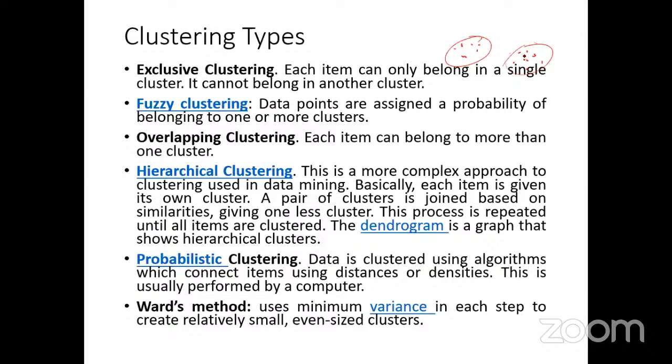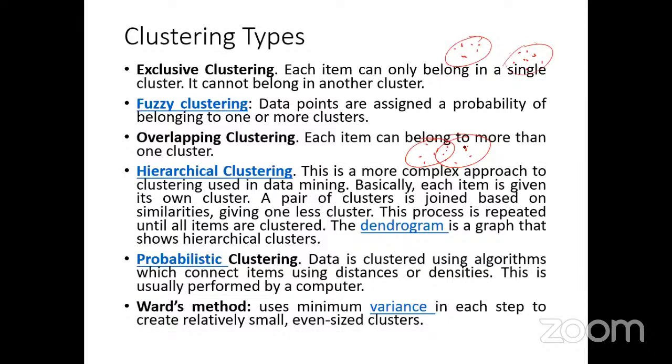In fuzzy clustering, the data point is assigned a probability of belonging to one or more clusters. It means whenever you're doing the clustering, we have to consider assigning some kind of randomization or probability for the selection. It's called fuzzy clustering. Then overlapping clustering: it means an item which belongs to one cluster is also present in another cluster. It means there is a subset in common. Such clustering is called overlapping clustering.